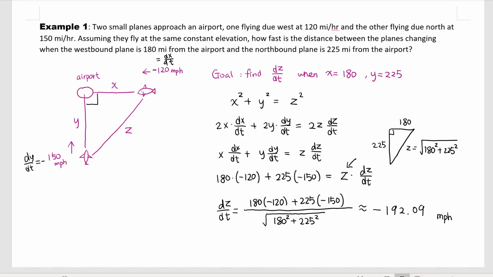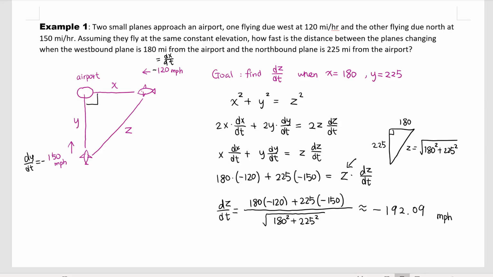Let's see. The first step, we draw the picture, we name the variables, and then we figure out what we're looking for. Step 2, we find the relationship between the variables. And then step 3, we do implicit differentiation and take the derivative with respect to time. So for all the variables, we have to multiply by d of the variable over dt at the end after we differentiate the variable. Then step 4, we plug in the values and solve for dz/dt. And then step 5, let's check our answer.